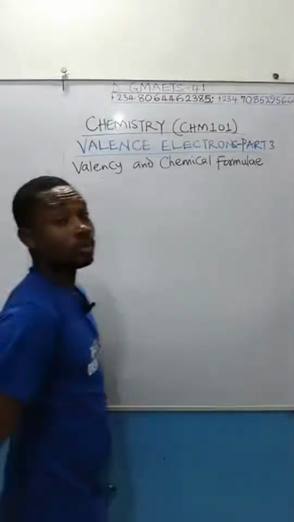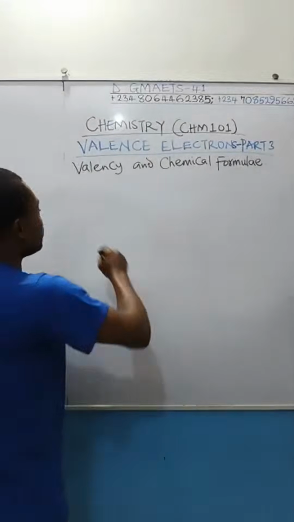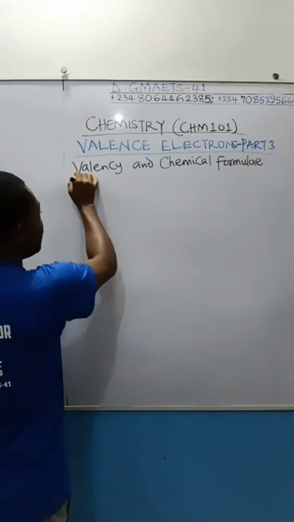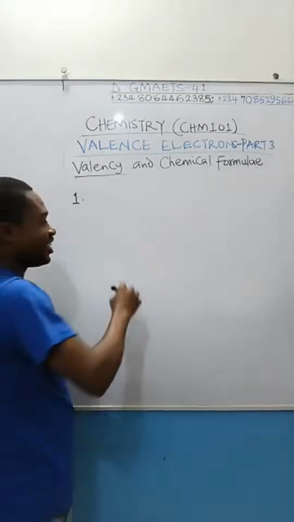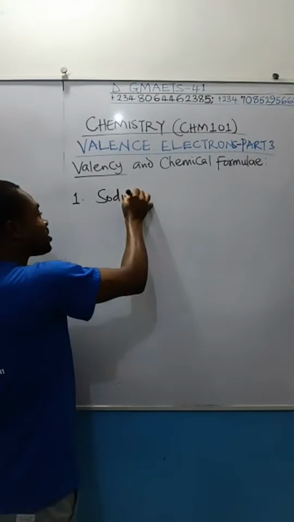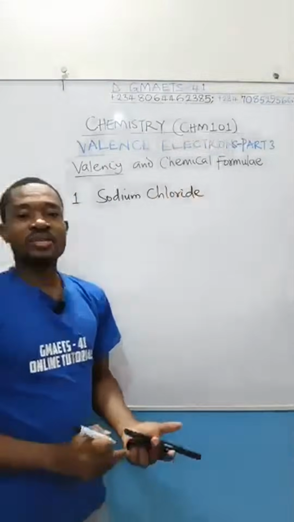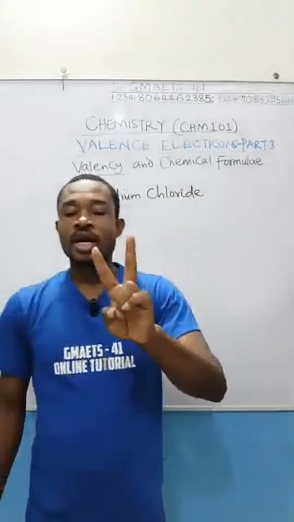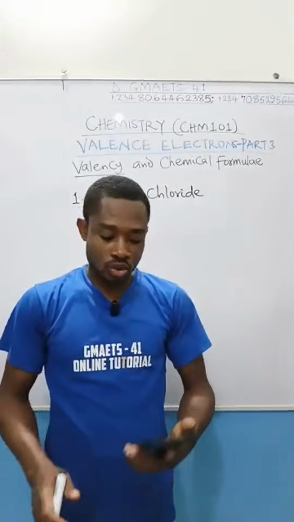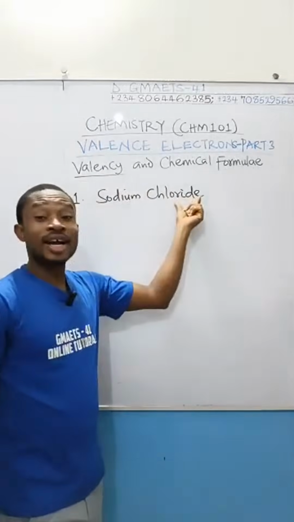I am going to give you a compound. I'll mention the name of the compound, and then we are going to write the correct chemical formula of that compound. The first one we are going to look at is the compound called sodium chloride. This is a binary compound. How did I know that this is a binary compound? It contains 2 elements. Right? Good. The 2 elements are sodium and chlorine.